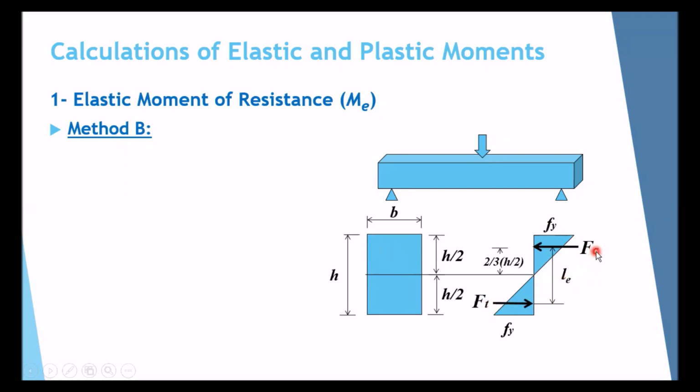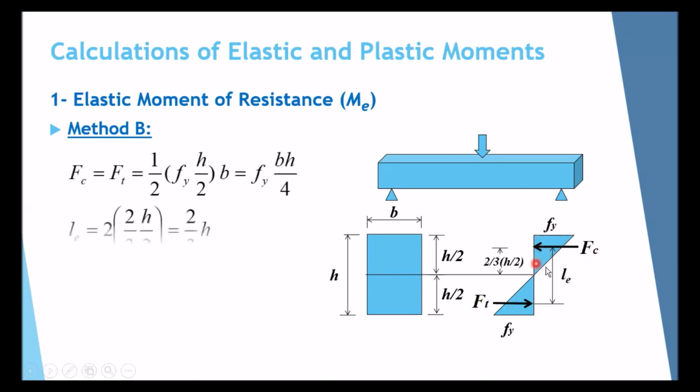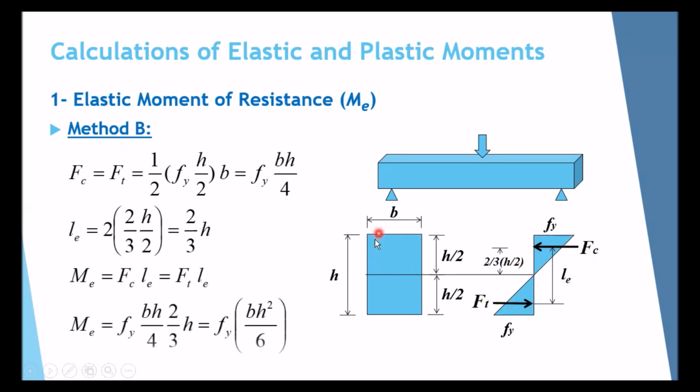If we want to get the moment of resistance, we can take a moment at the position of Ft. So the moment in this case equals Fc times L elastic, this lever arm, or it equals Ft times L elastic. So we need to find L elastic and we need to find this force. For this force, Fc equals the area of this triangle times B, the width of the beam, or the average value times the area of the beam above the neutral axis. The area of a triangle equals half times F yield times h over 2. So Fc equals Ft equals half, because this is a triangle, times F yield, this distance, times the height of the triangle, h over 2.